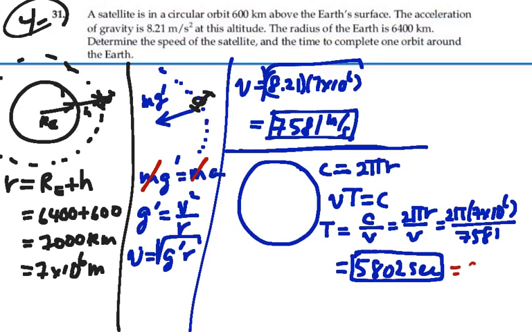So it'll take 5,802 seconds to complete one revolution, which would be 96.7 minutes, about a little bit more than an hour and a half, which is probably around what the shuttle generally does. So 5,802 seconds for the period, velocity 7,581 meters per second.